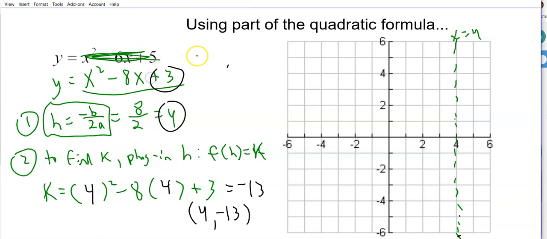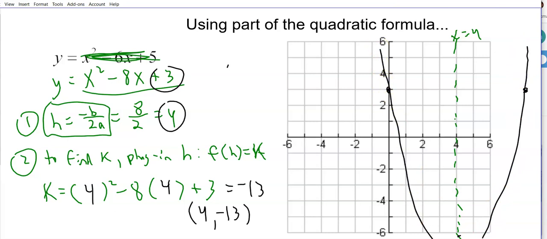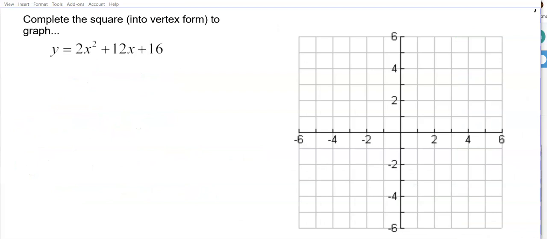I do know the y-intercept, right? The y-intercept is 3, so I know it crosses right here, which means if I go 4 units to the right, somewhere over here, it crosses as well. And so I could draw it if I had enough graph paper to get all the way down to negative 15.